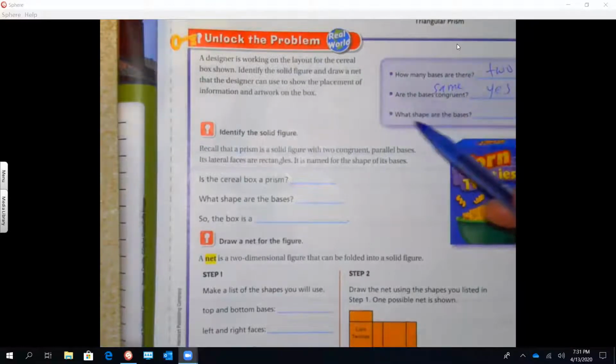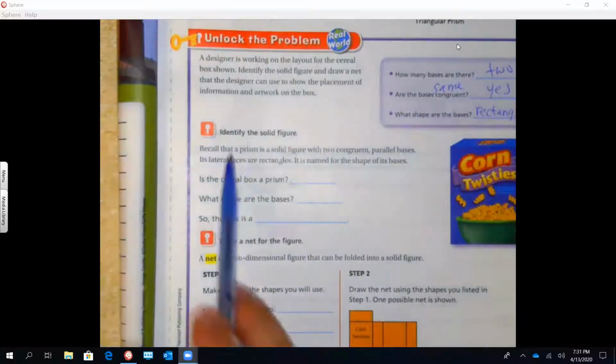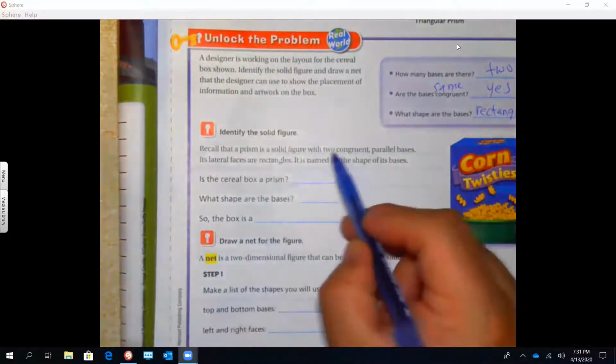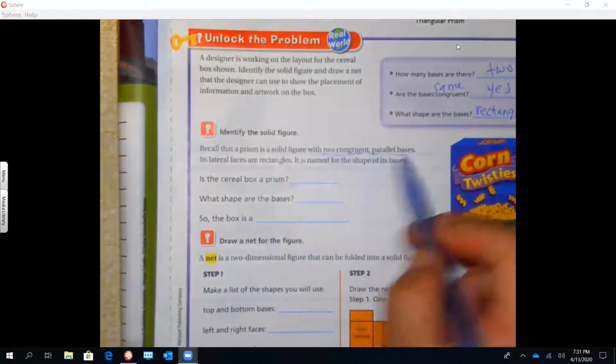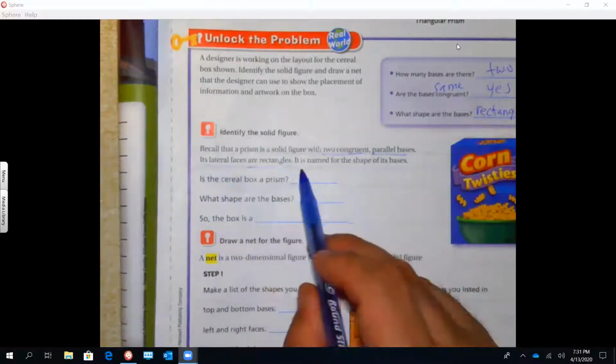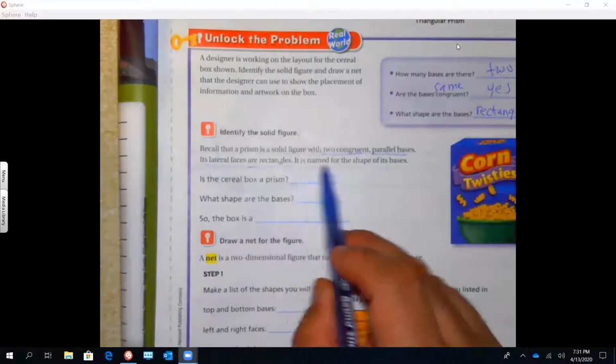And what shape are the bases? What shape does this look like to you? A rectangle. So identify the solid figure. Recall that a prism is a solid figure that has two congruent parallel bases, and its lateral faces are rectangles. Is it named for the shape of the bases?